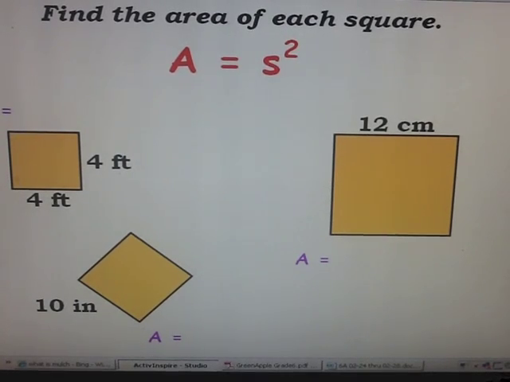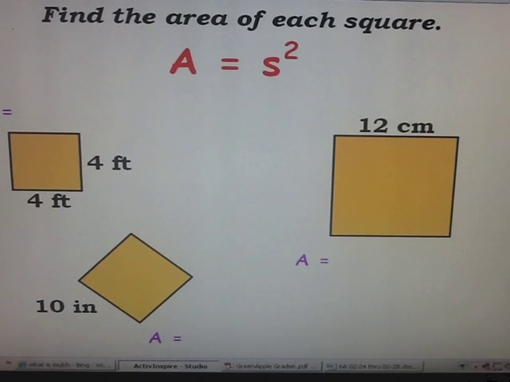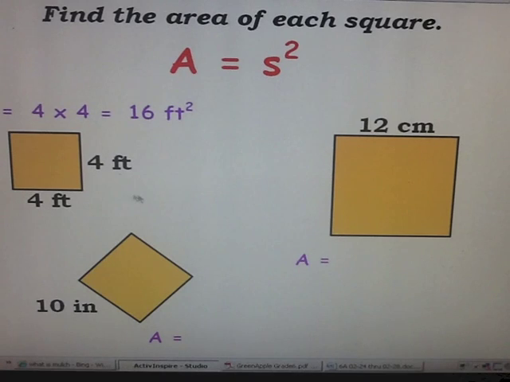Our side length is 4, so we're going to square it, 4 squared. Remember, when you square a number, it is not 4 times 2. It is 4 times itself 2 times. So it's going to be 4 times 4, and you get 16 feet squared.